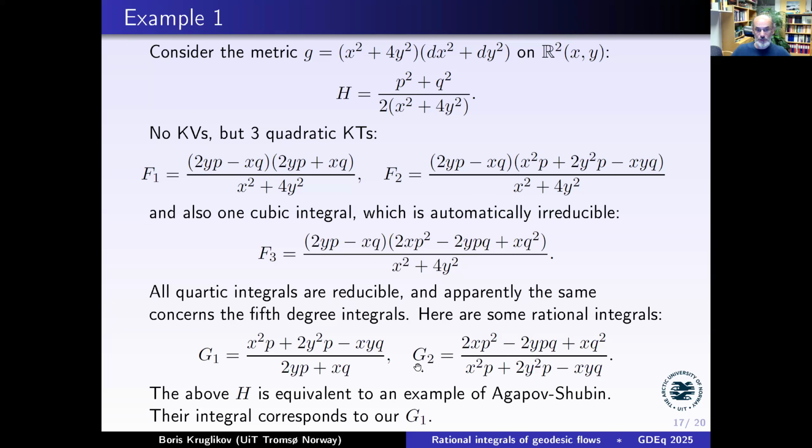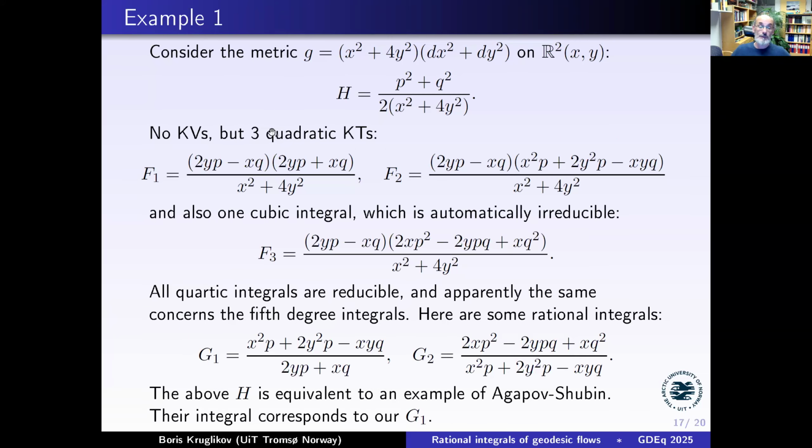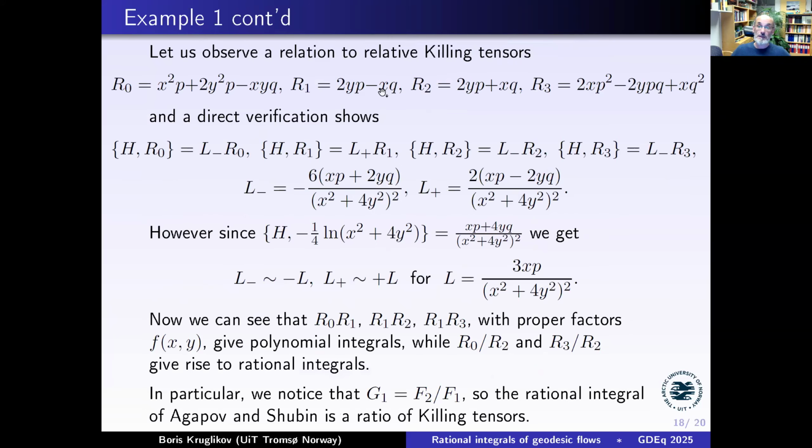Now rational integrals. Here are the rational integrals. That's fractional linear, right? And that's quadratic overlay in P variables. Okay, this case was actually considered by Agapov-Shubin in a different coordinate system, and G1 was found in there. So we revisit their work here. And let's observe that for this Hamiltonian we actually have some relative Killing tensors: linear, linear, linear, quadratic.